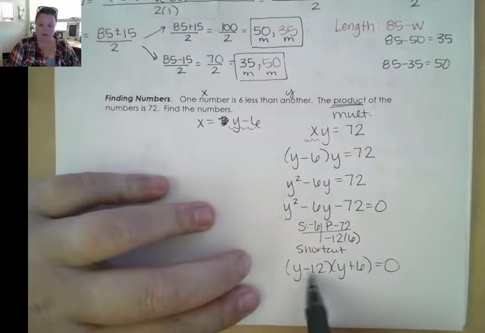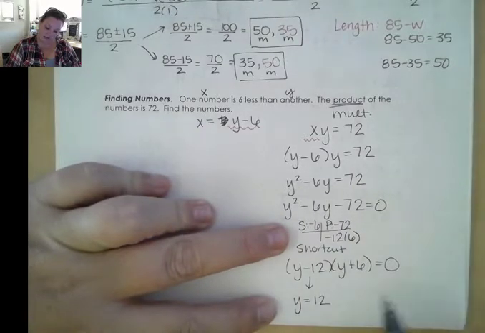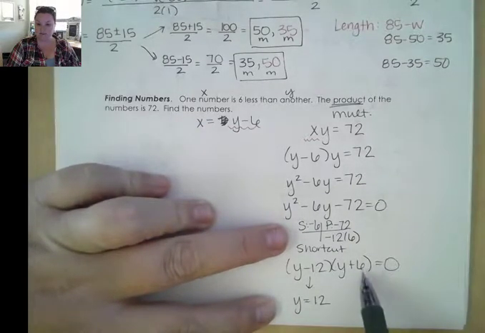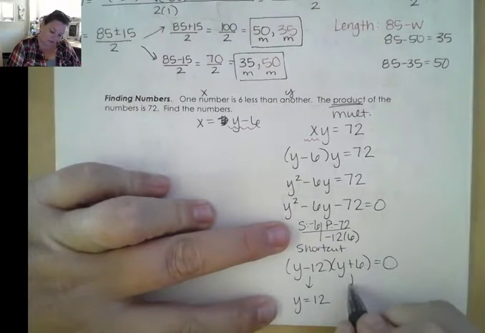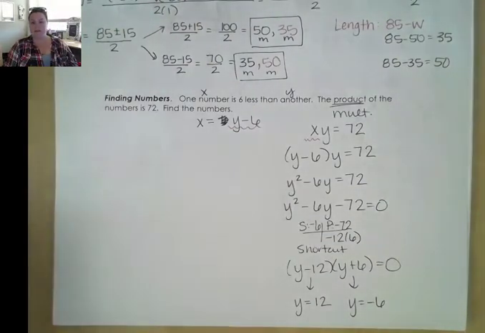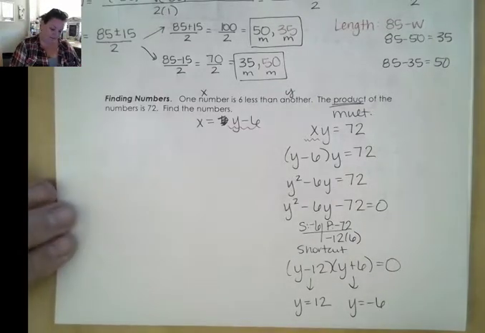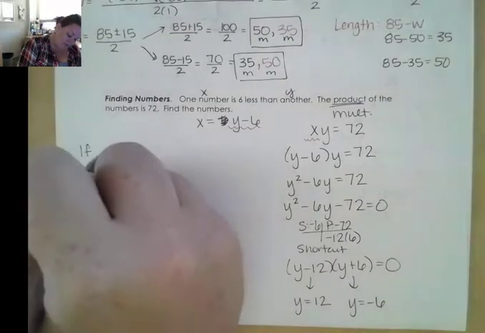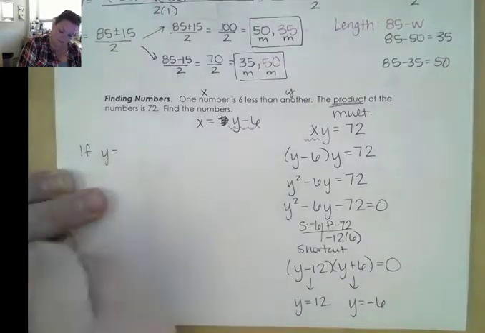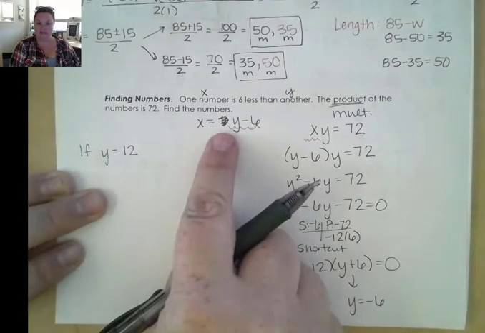So if I set y minus 12 equal to 0, I'm going to get y equals 12. If I set y plus 6 equal to 0, I'll have to move the 6 over, and I'll get y equals negative 6. Okay. Now these were just solving for the y number. So we have to figure out, if this is my y number, what's my x number, right? So if y equals 12, we have to plug back in for what x is.